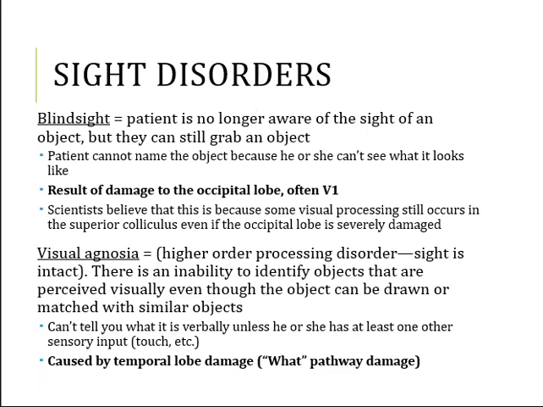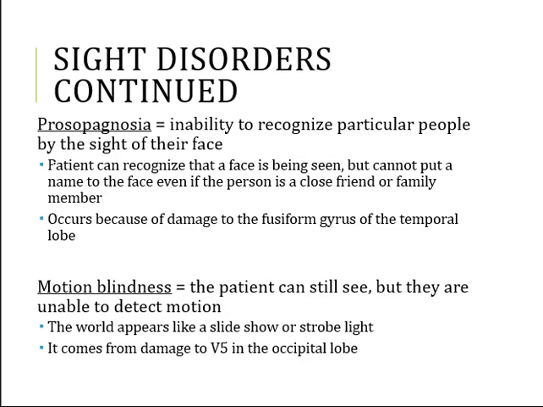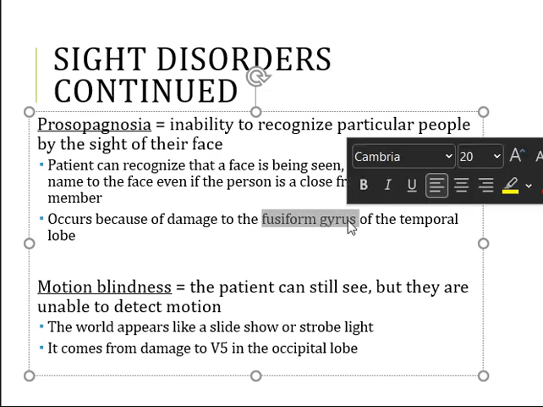So to talk a little bit more about some other disorders, we have prosopagnosia, which is the inability to recognize people by their face. This is face blindness. You can recognize that you're looking at a face, but you can't put a name to it. You don't recognize the person. This normally occurs because of damage to the fusiform gyrus in the temporal lobe, which is part of the face recognizing areas of the brain.